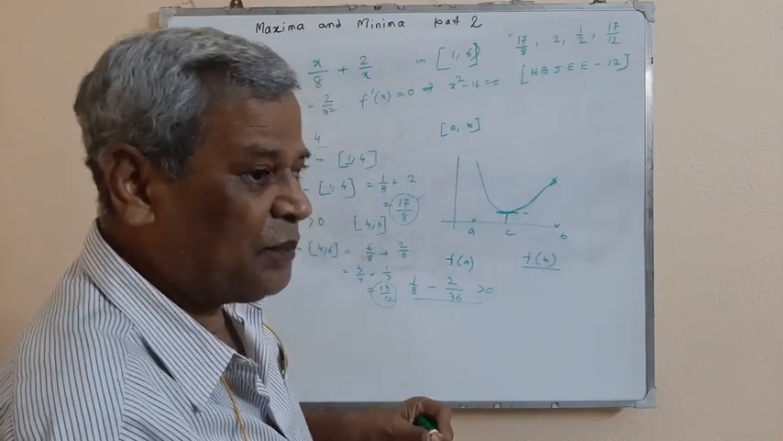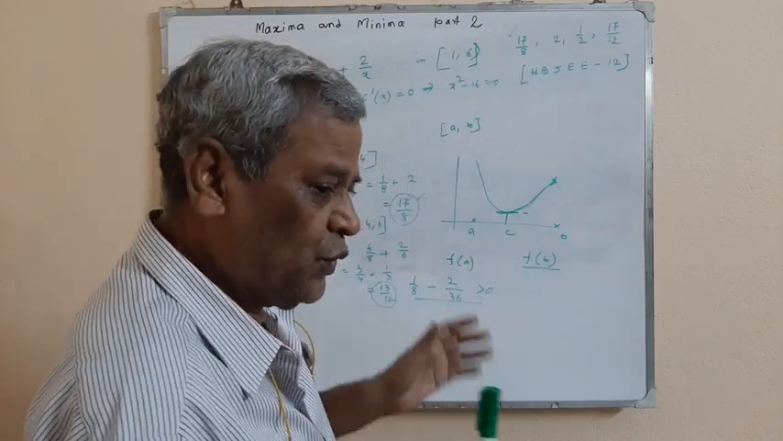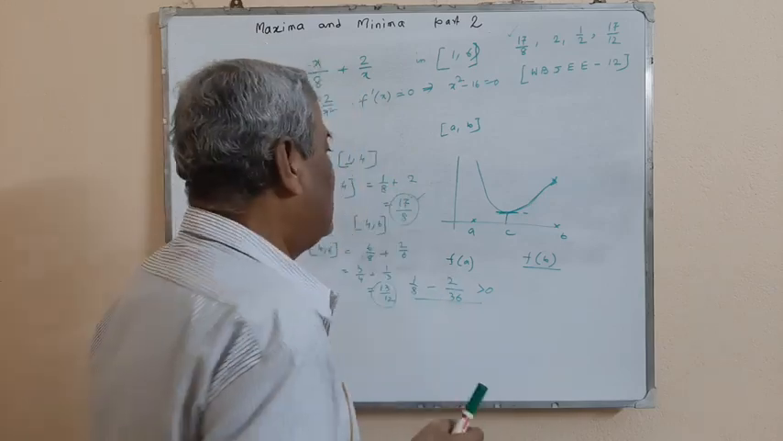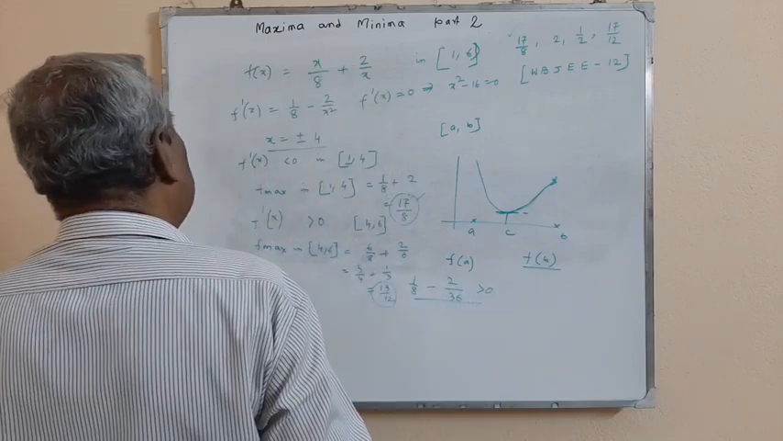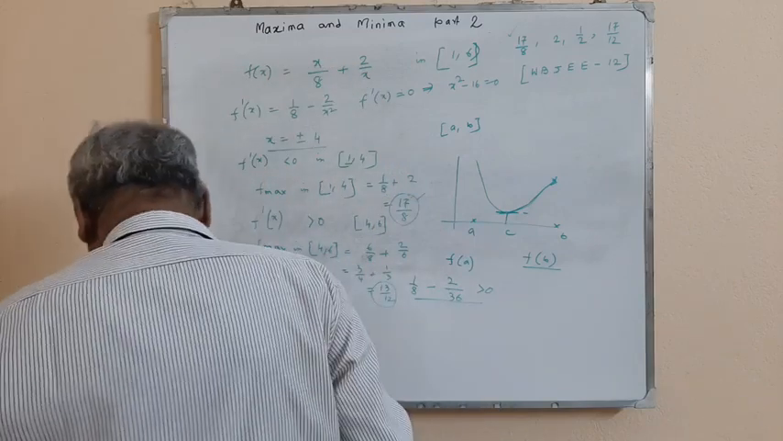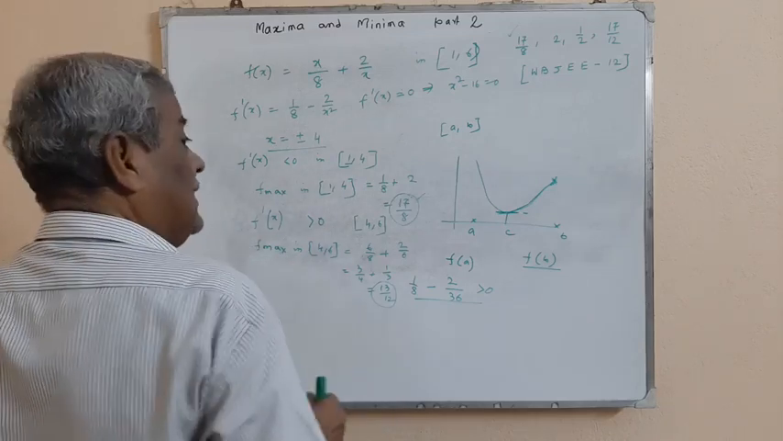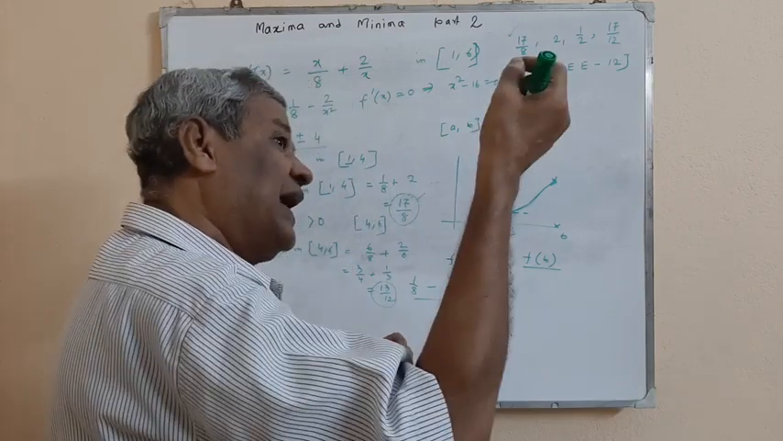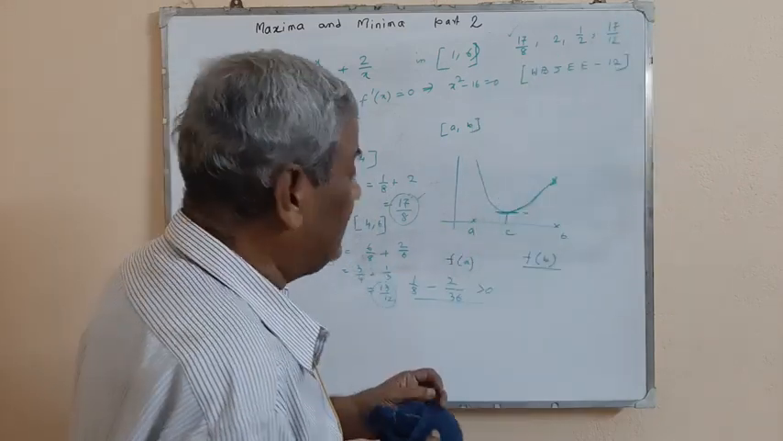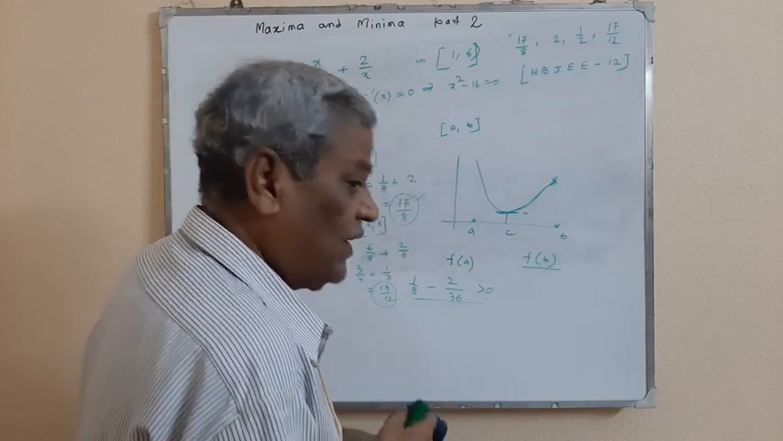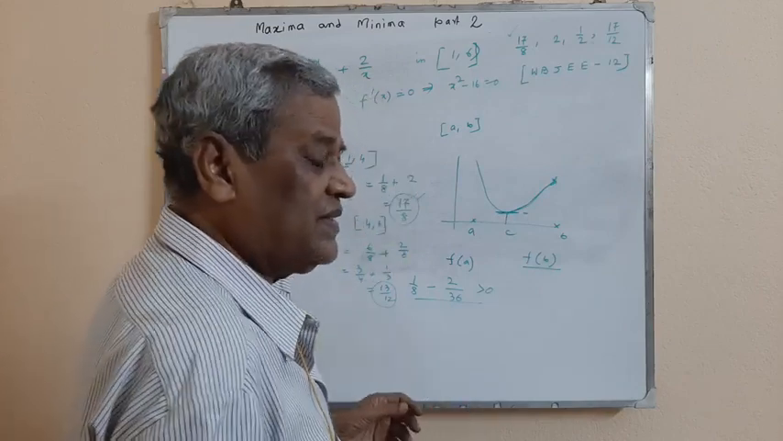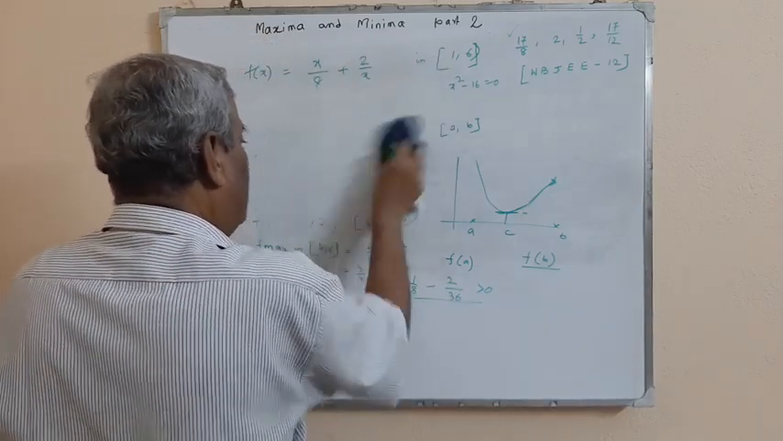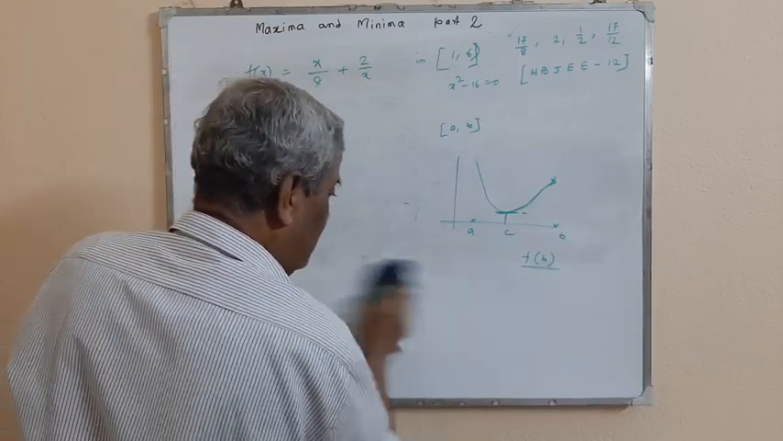Mind that this type of problem is very, very important. Sometimes we cannot straightforwardly find which one is maximum and which one is minimum, but we have to calculate. If it is an increasing function, then its other end point is the maximum value. If it is decreasing, then its initial point is the maximum value. Few more problems of that type I will solve.